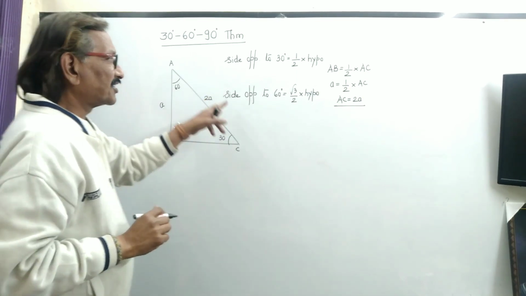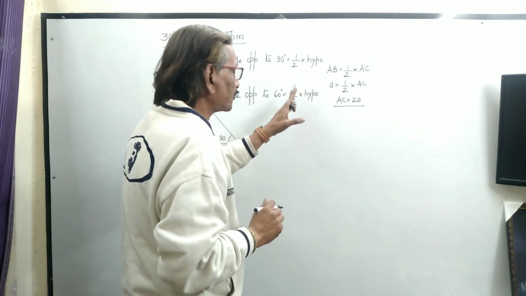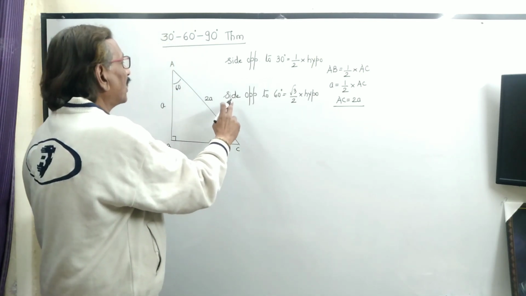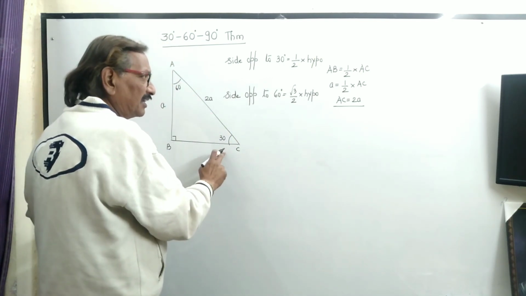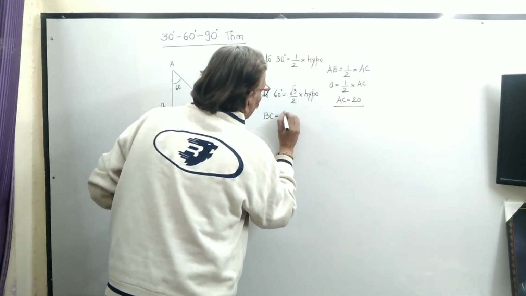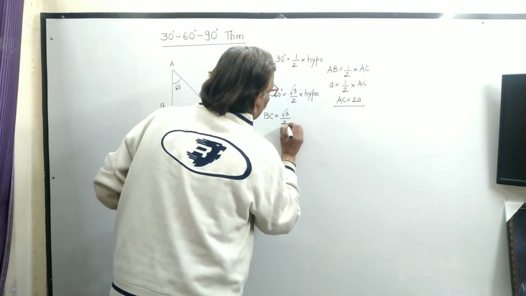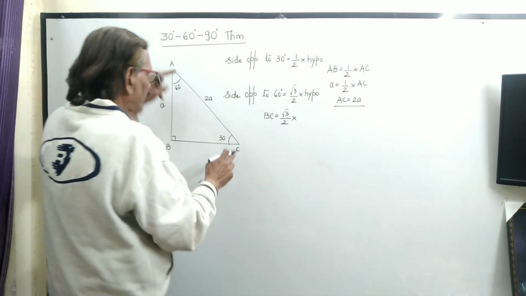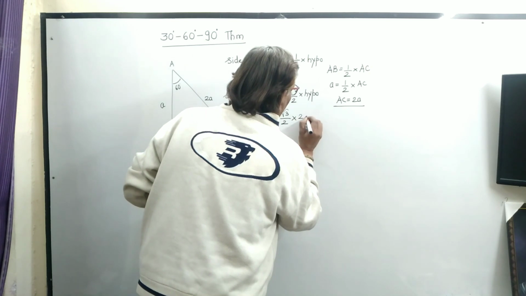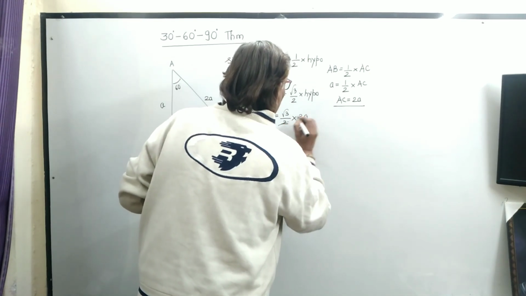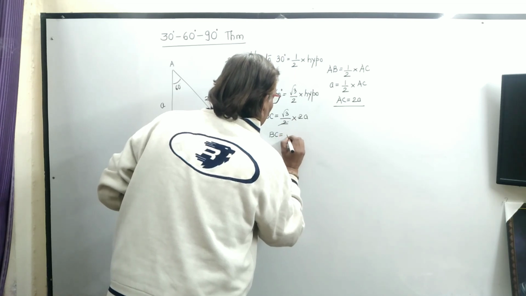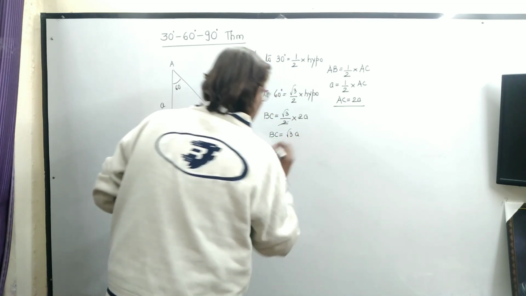Next part, side opposite to 60 degree is root 3 by 2 into hypotenuse. Now here, side opposite to 60 degree is BC. So I write BC is equal to root 3 by 2 into hypotenuse, but the hypotenuse calculated here is 2a, so I write here 2a. 2 cancels and we say BC is equal to root 3 into a.